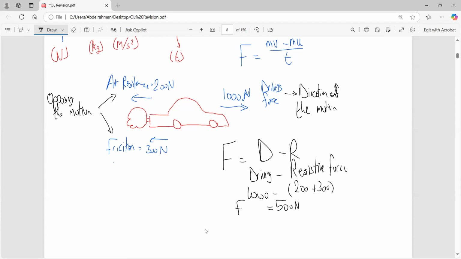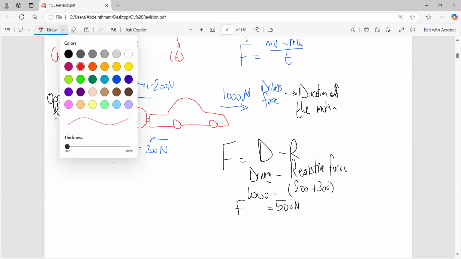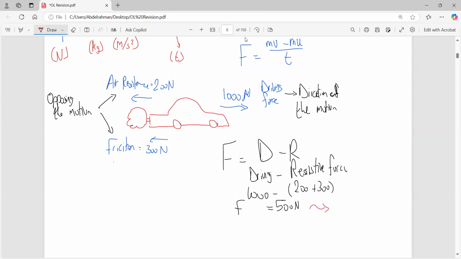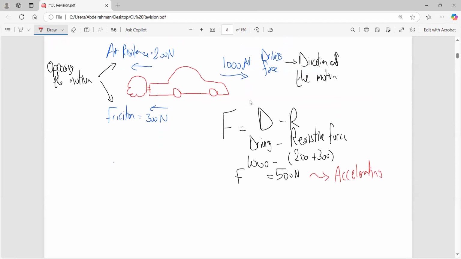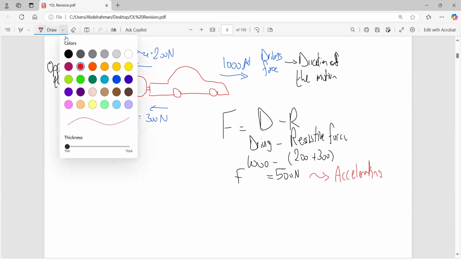If you have a positive resultant force, this means that the car is speeding up. The car is accelerating. If you have a positive resultant force, this means that the car is accelerating. So whenever, let's write it down.